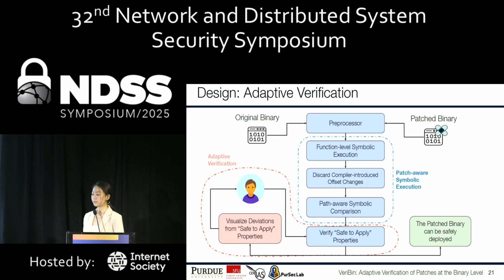After our first phase, we extracted the symbolic expressions of the patch behaviors. We then moved to our second phase, adaptive verification, where we verify some safe to apply properties and involve analysts to validate those violations.